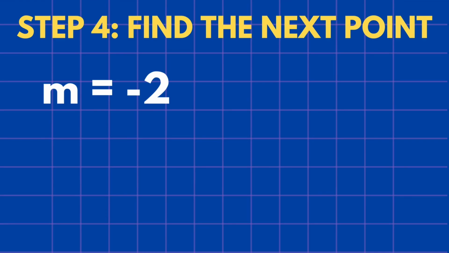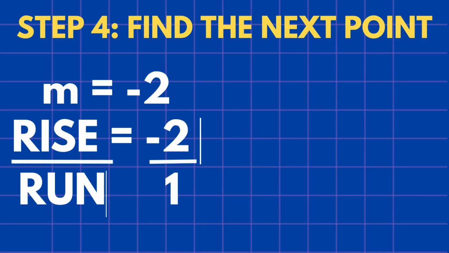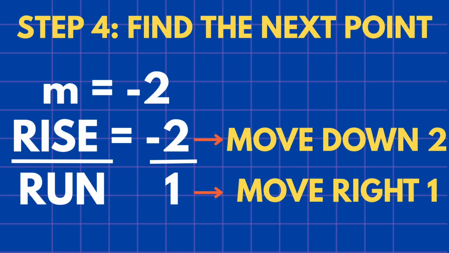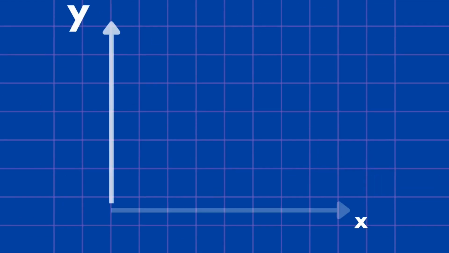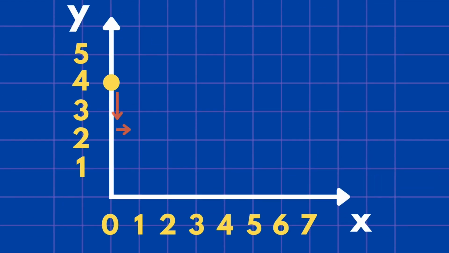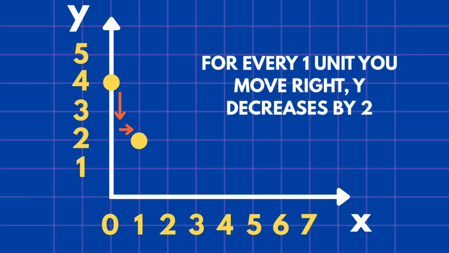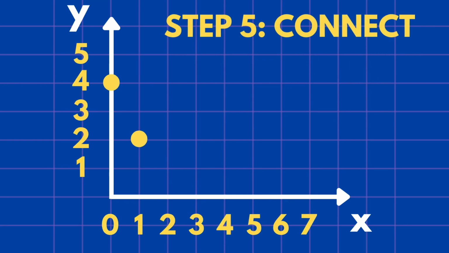Now we will use the slope to find the next point. We found our slope is equal to minus 2. So using rise over run, we can see that our graph will have a rise of minus 2, meaning the graph will go down 2 units, and a run of 1. So on our graph, starting at our first point, we will go down 2 units and move 1 unit to the right. The value of our new point will be (1, 2). Our last step will be to connect the dots so we can complete our line.